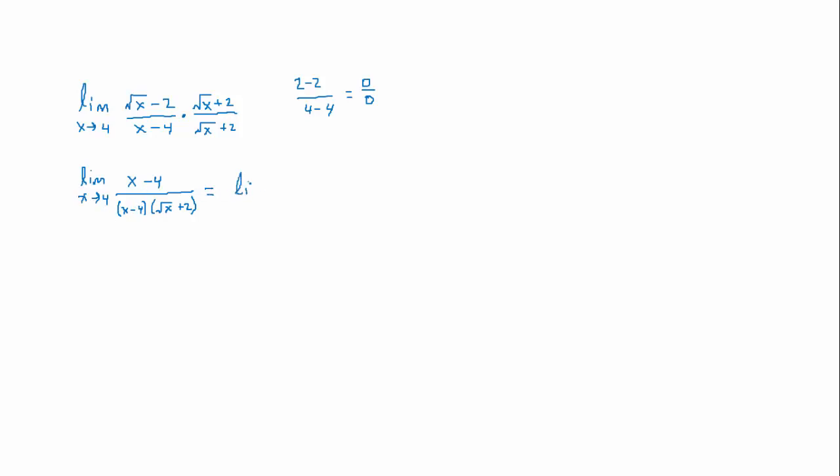So this limit now becomes the limit as x approaches 4 of just 1 over the square root of x plus 2. And now we can plug our 4 into the x here, and we get 1 over 2 plus 2, or 1/4.